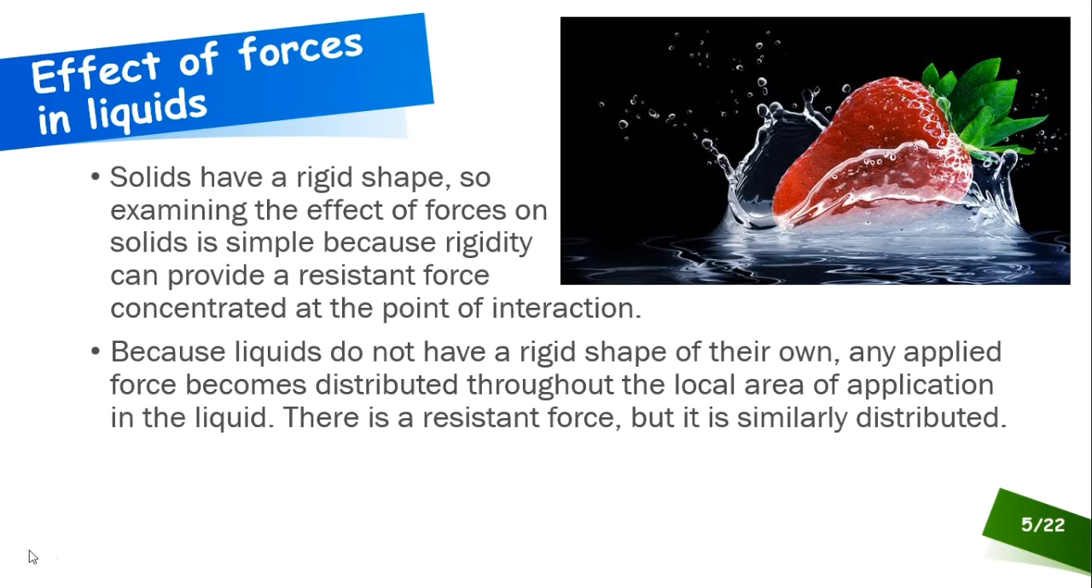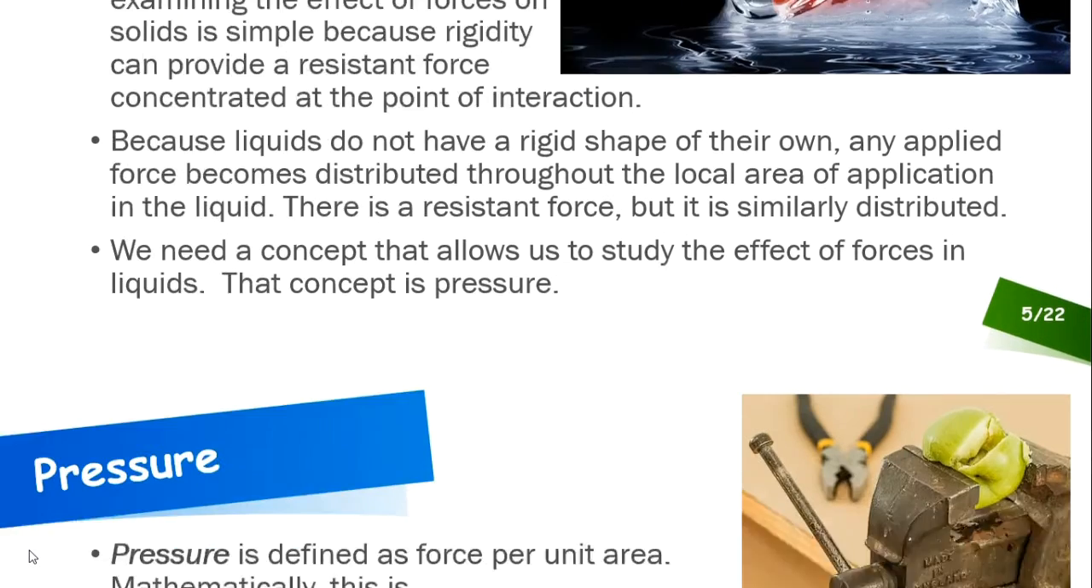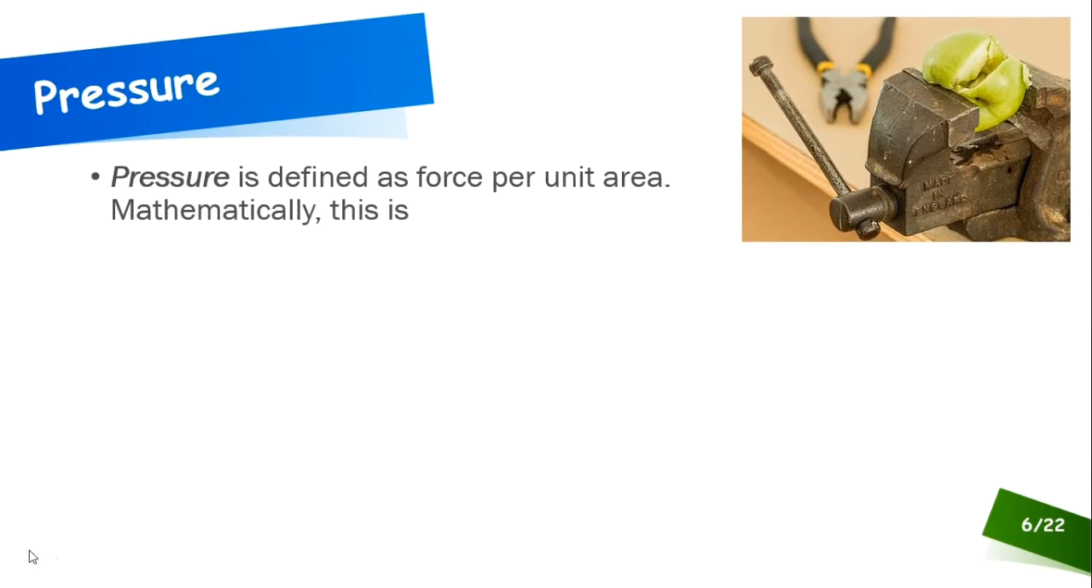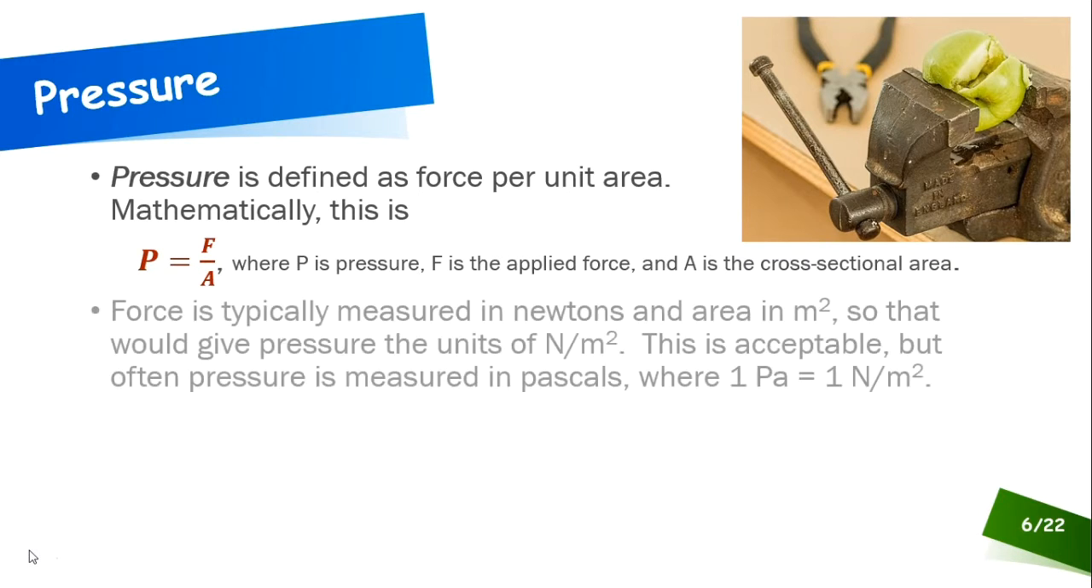And there is a resistant force when you apply a force to a liquid, and it's similarly distributed, but we're going to look at it in terms of per unit area. And this allows us to look at the concept that we call pressure. And that's what pressure is. Pressure is force per unit area. So mathematically, we're going to define pressure as force divided by area. So P is the pressure, F is the applied force, and A is the cross-sectional area.